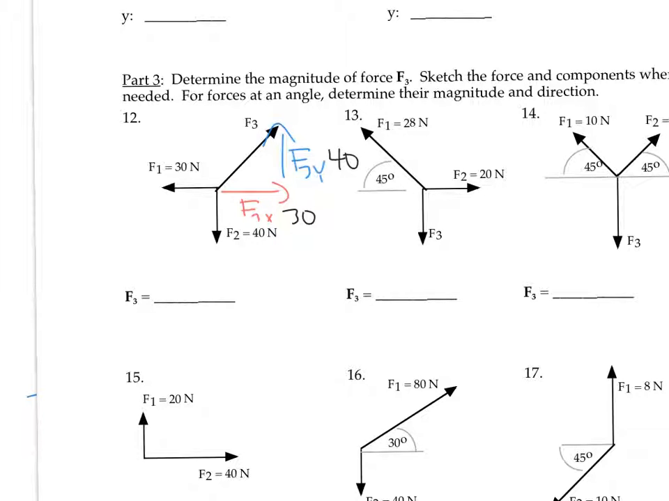So now how do I find F3? Well, I've got two sides of the triangle. This is 30 newtons, this is 40 newtons. I can do trig, Pythagorean theorem even, and find what F3 is going to be. In this case, it's going to be equal to 50 newtons. So this is how you do activity 1.